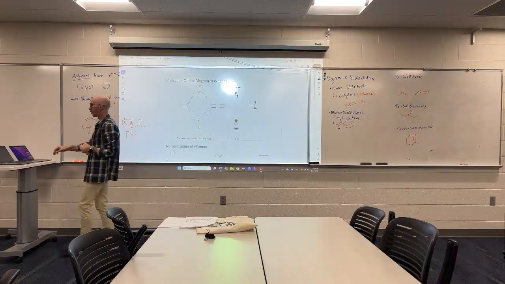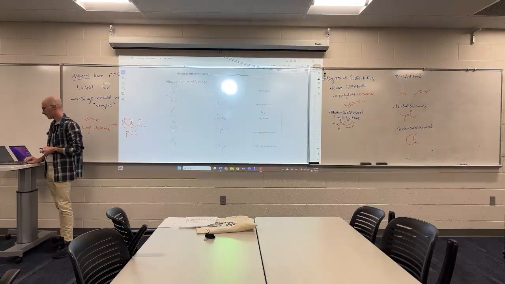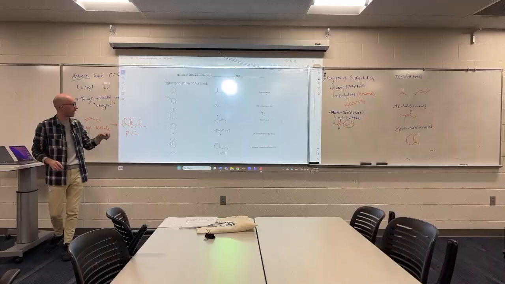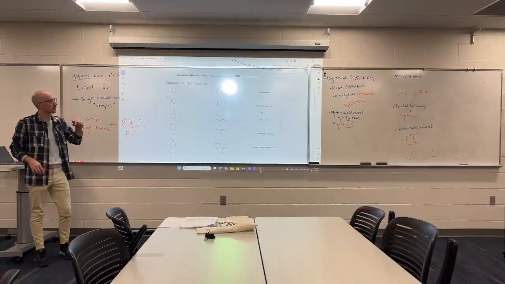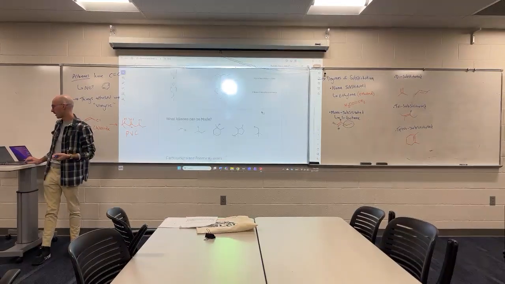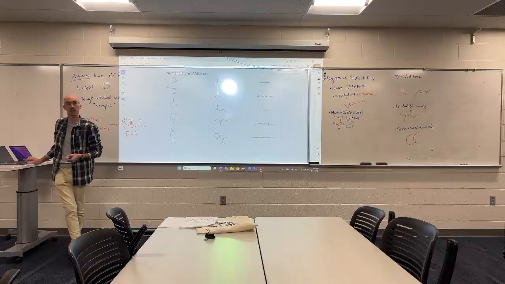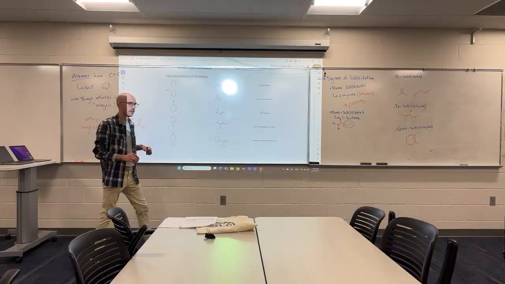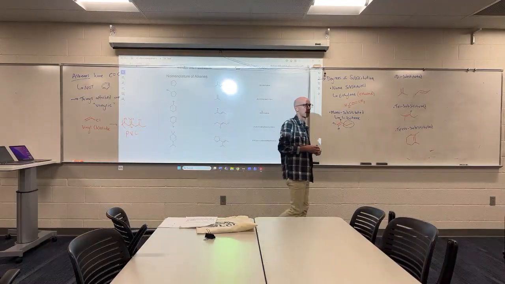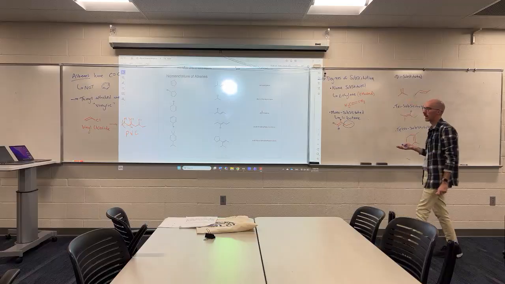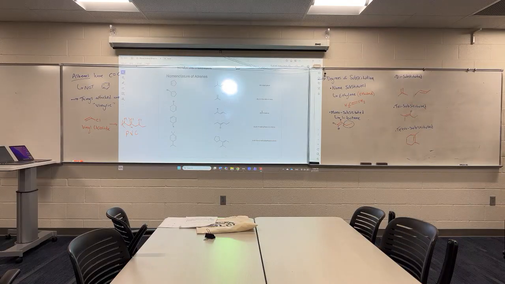Let's apply this real quick. We've got some structures we're going to learn how to name. First, we're going to talk about this MO diagram, but I want you to just look through this list of compounds and label them. Are they mono, di, tri, or tetra-substituted alkenes?